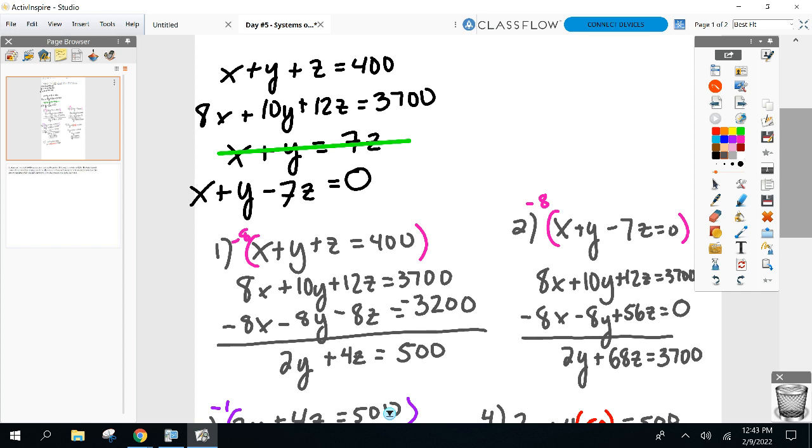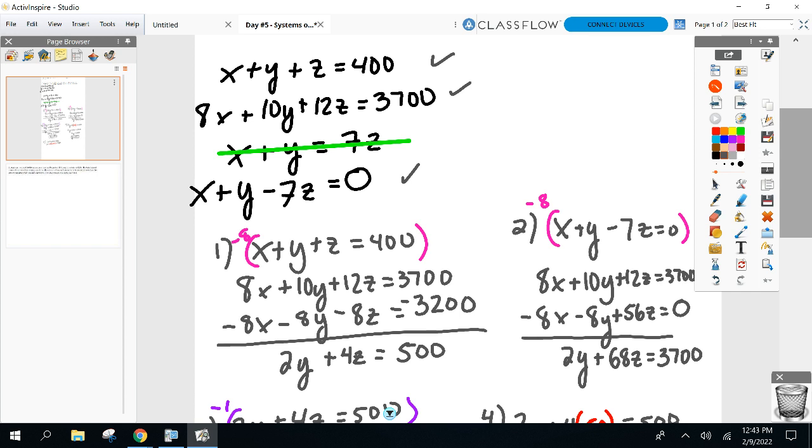So I had 3 equations here to deal with. I picked 2 of them and I said, I'm eliminating x. I could have said y, I could have said z. Whatever variable you eliminate, now you pick a different pair and eliminate the same variable. And then the 2 equations you end up with, you solve, just like we've done the last week.